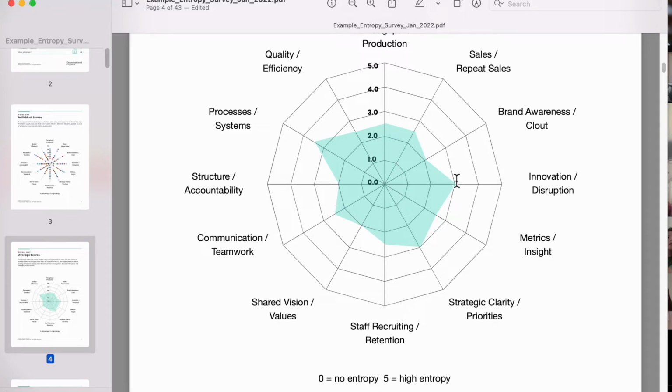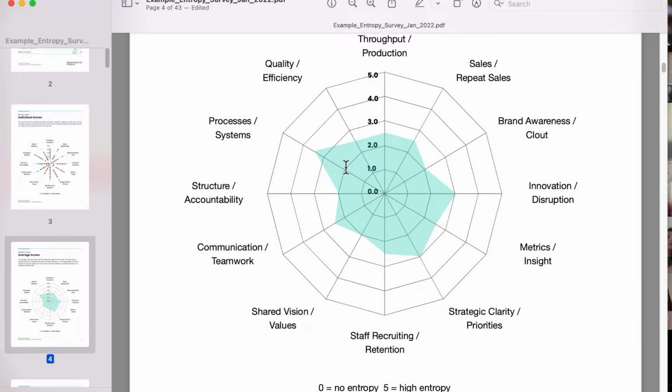And it's also feeling some entropy around its ability to do innovation and disruption. Now, all the survey responses are contained within this PDF. So what's actually contained within processes and systems? What is the team identifying as the issues, right? We can go down and read the PDF and see that.